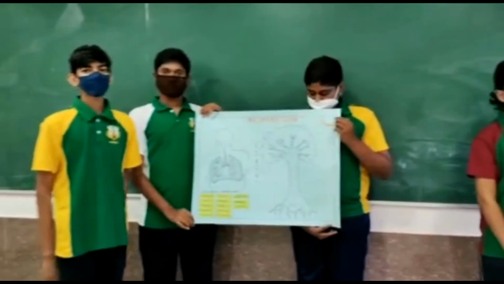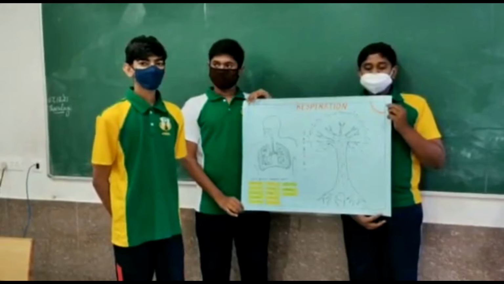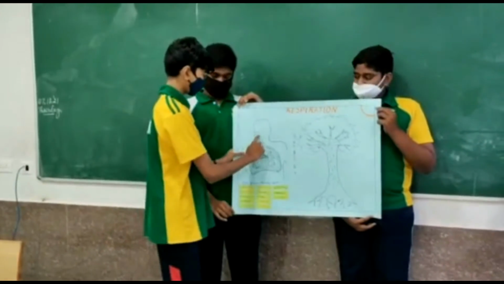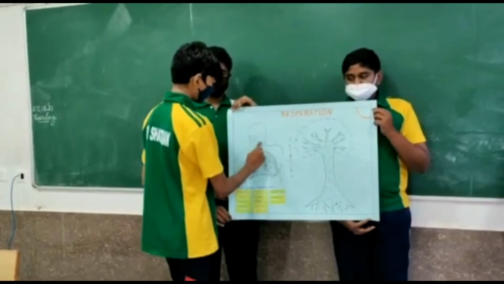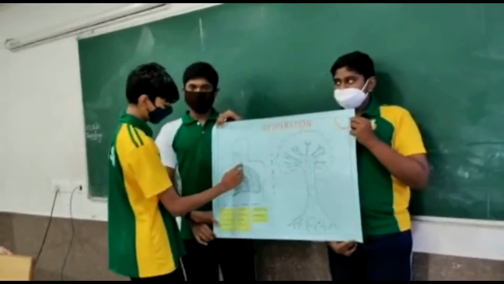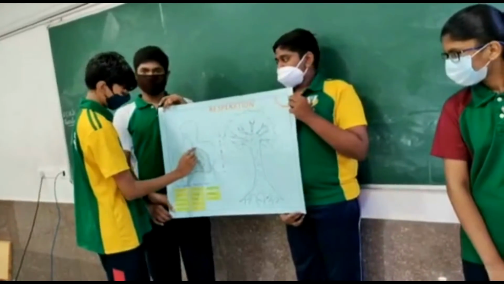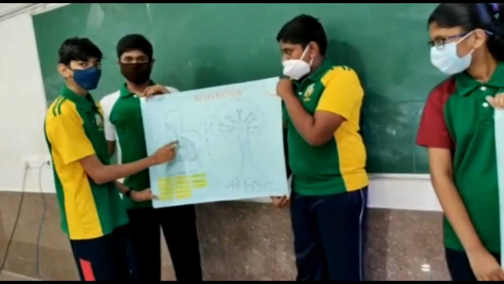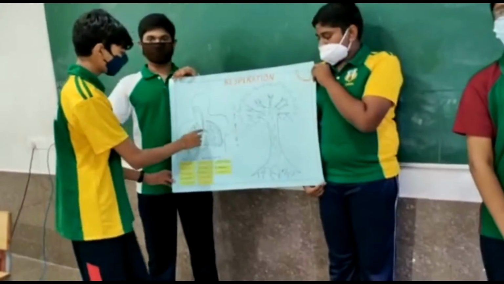Hi, I am Pradeep from grade 10 and today I am going to explain about the human respiratory system, and this is how we breathe. The first is the nasal cavity, the second one is the mouth, the third one is the larynx, the fourth one is rings of cartilage, and then the sixth one is the trachea.